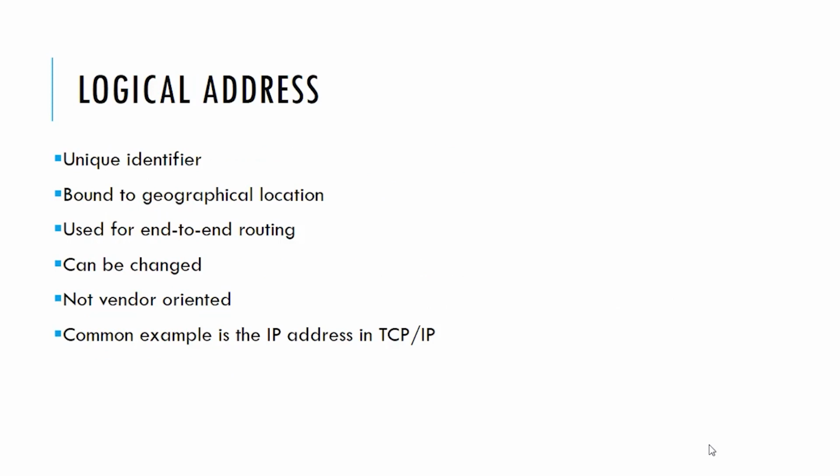When we say that the network layer is responsible for identifying logical addresses, we must give some details about the logical address. It's a unique identifier. It is bound to the geographical location of the machine. It is used for end-to-end routing since it is bound to the geographic location. It can be changed according to the change of the geographical location of the machine. It is not vendor-oriented, as we will see in the next lectures that the physical address is vendor-oriented. The common example for this type of address is the IP address in the TCP/IP protocol suite.